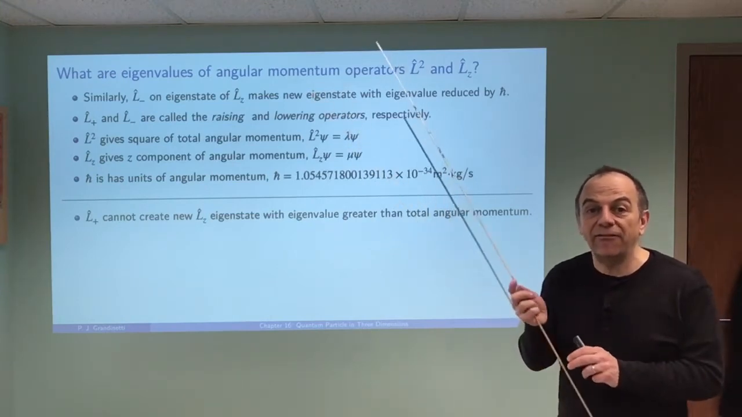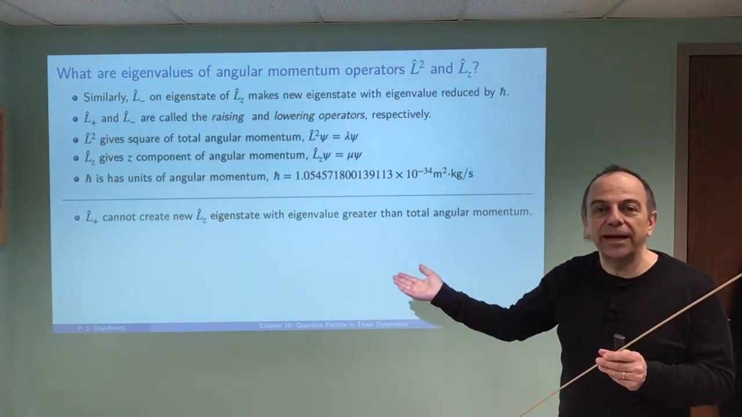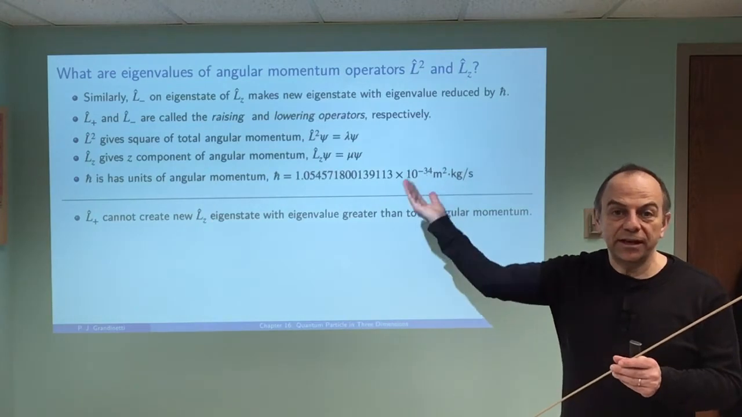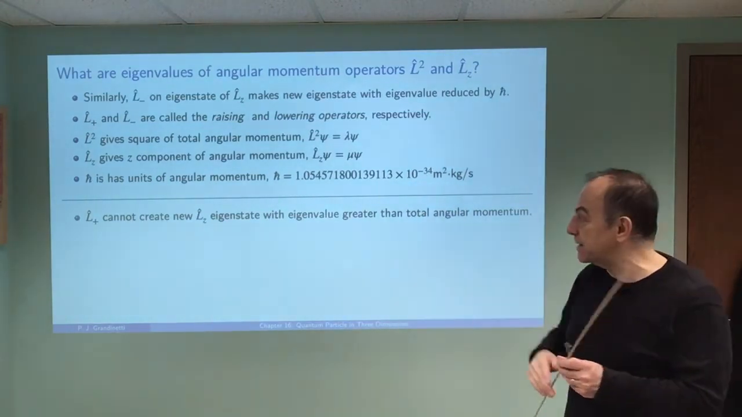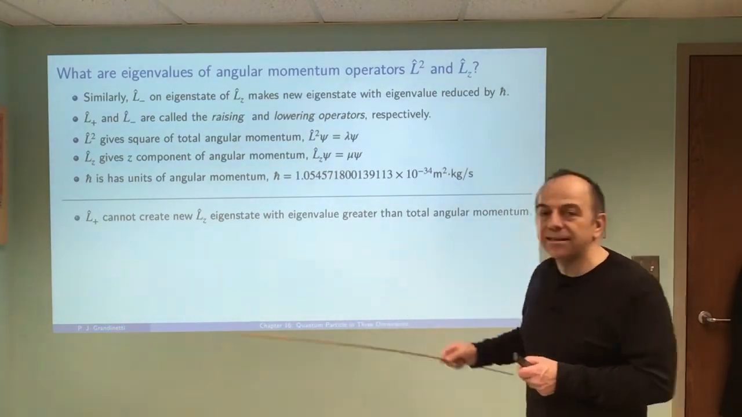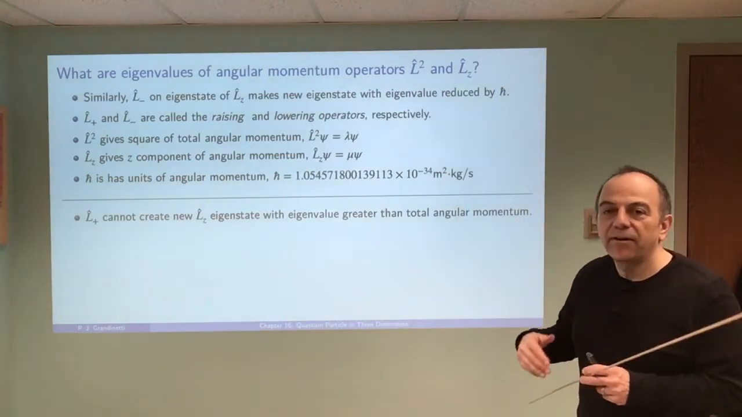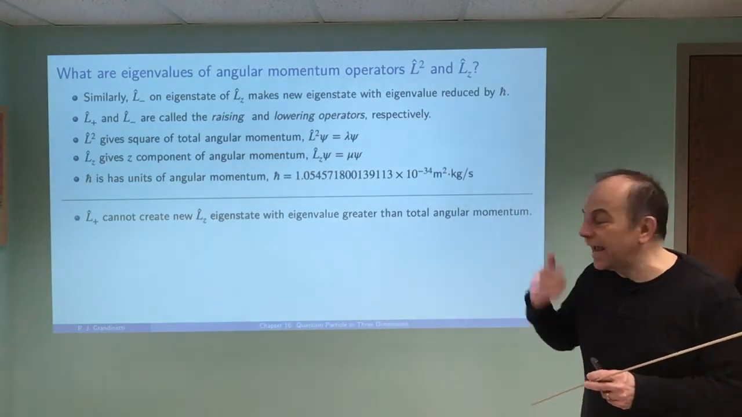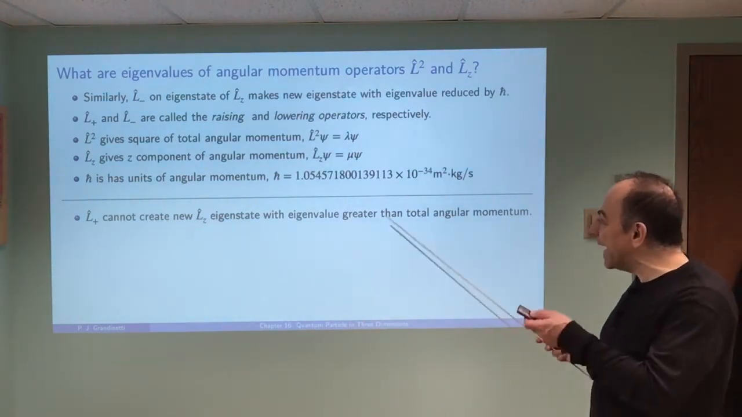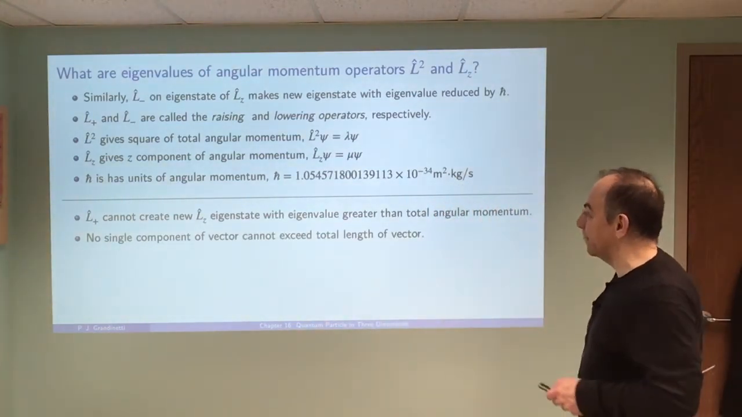If you think about it, the total angular momentum is a vector quantity, so it has x, y, and z components. The length of the vector is the maximum you can have along x, y, or z, assuming it's perfectly aligned along each of those axes. So if I apply L plus to a wave function, I can't take the Lz eigenstate and create an Lz eigenstate with an angular momentum value that's bigger than the total angular momentum value. So that cannot happen. No single component can exceed the total length of the vector.